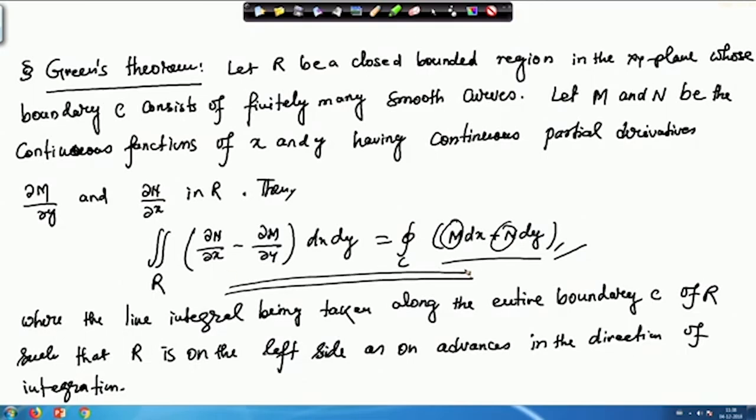So, we can actually verify this identity. It is also one of the important theorems in vector calculus, and we can verify this by using some formulas and some calculus results.